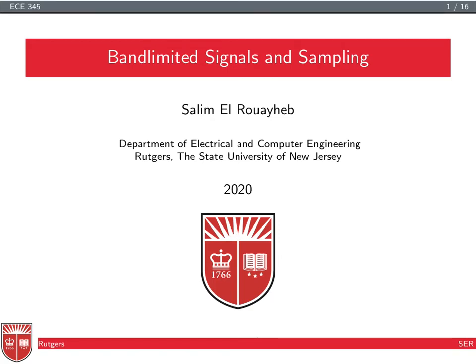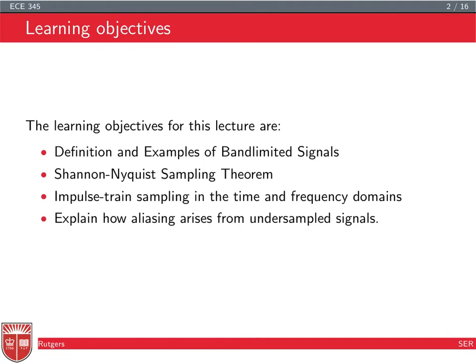Today's lecture is on band-limited signals and sampling. In this lecture, we will talk about the definition and examples of band-limited signals, and maybe the most important result in this lecture is the sampling theorem, also known as the Shannon-Nyquist sampling theorem. And then we'll talk about impulse train sampling, and we'll study it in the time and the frequency domains. And then we talk about aliasing and how it arises from undersampled signals.